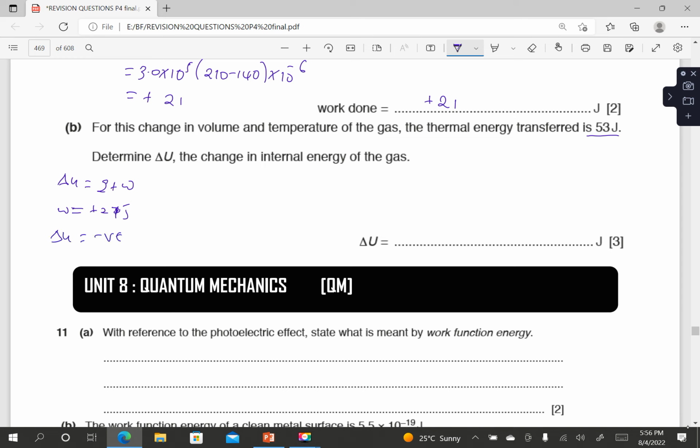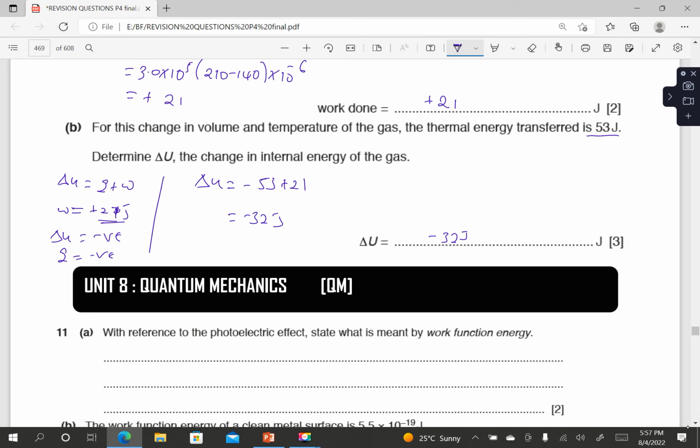How will delta U be a negative value when the work done is positive? It means Q must be a negative value. Therefore, the change in internal energy will be equal to Q, which is negative 53, plus 21. Therefore, the thermal energy is transferred by the system to the surroundings rather than into the system. So this is giving me negative 32 joules. So the change in internal energy is negative 32 joules.